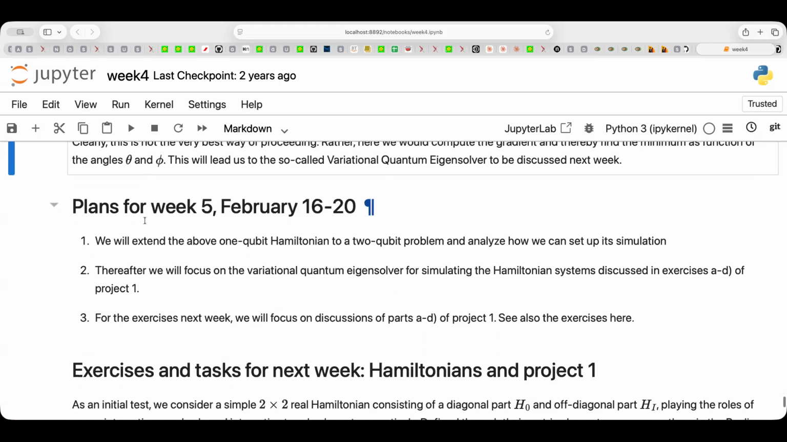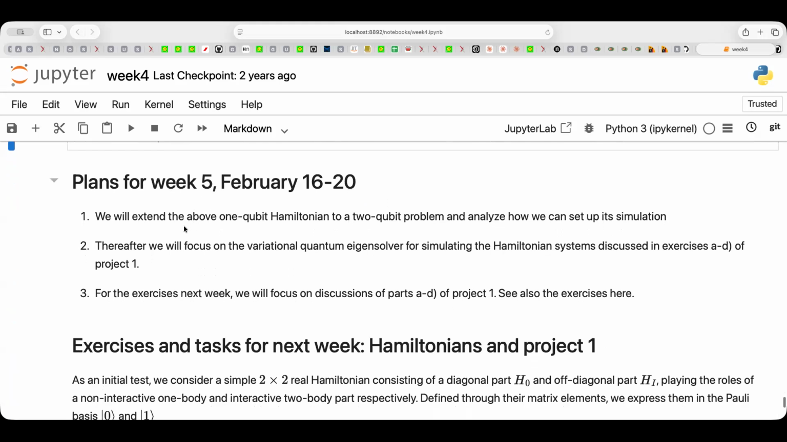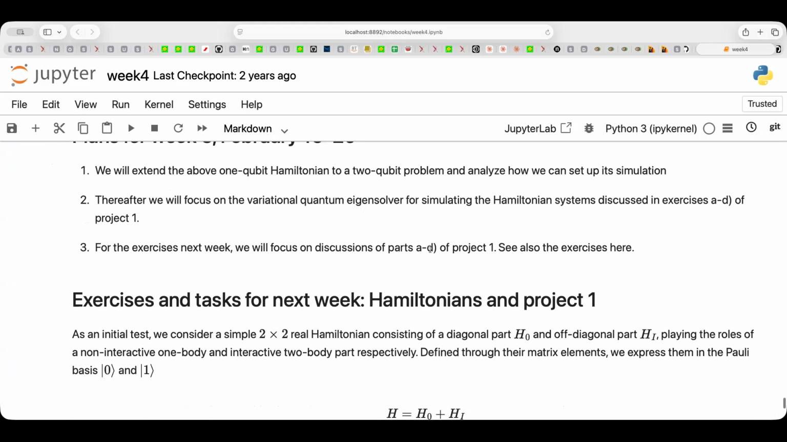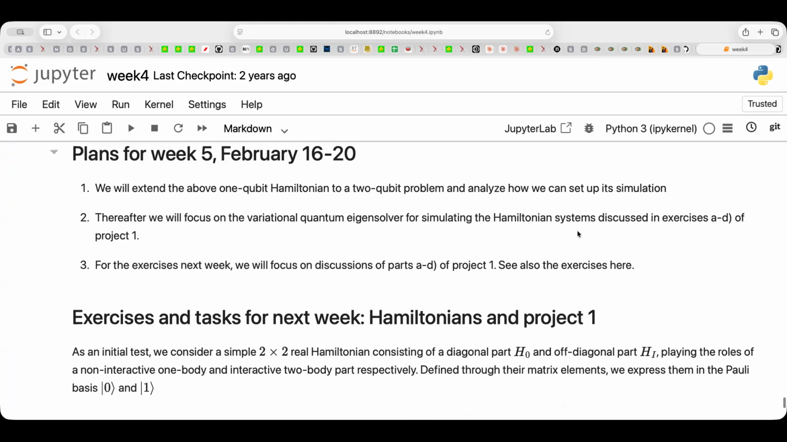So next week, we are going to extend the above 1 qubit problem to a 2 qubit problem and analyze how we can set it up. So that's exercise D. And we are going to discuss the variational quantum eigensolver for the Hamiltonian system. That's essentially the first 4 parts of the project. And next week, we will discuss this as part of the exercises, and we will discuss the variational quantum eigensolver.